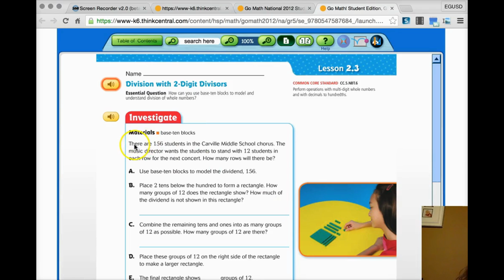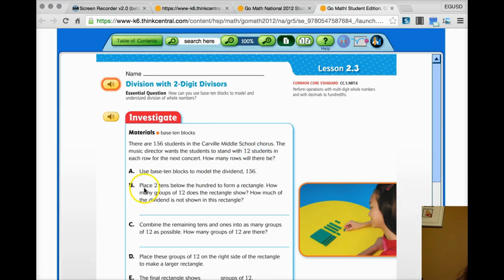So if I'm looking here, the materials I'm going to use is the base 10 blocks. I will have those available for you at your tables or on the floor if you want to use them there. There are 156 students at Caryville Middle School chorus. The music director wants the students to stand with 12 students in each row for the next concert. How many rows will there be? So we're going to use the base 10 blocks, and we're going to devise a model, okay? And we're going to divide the 156 by 12.